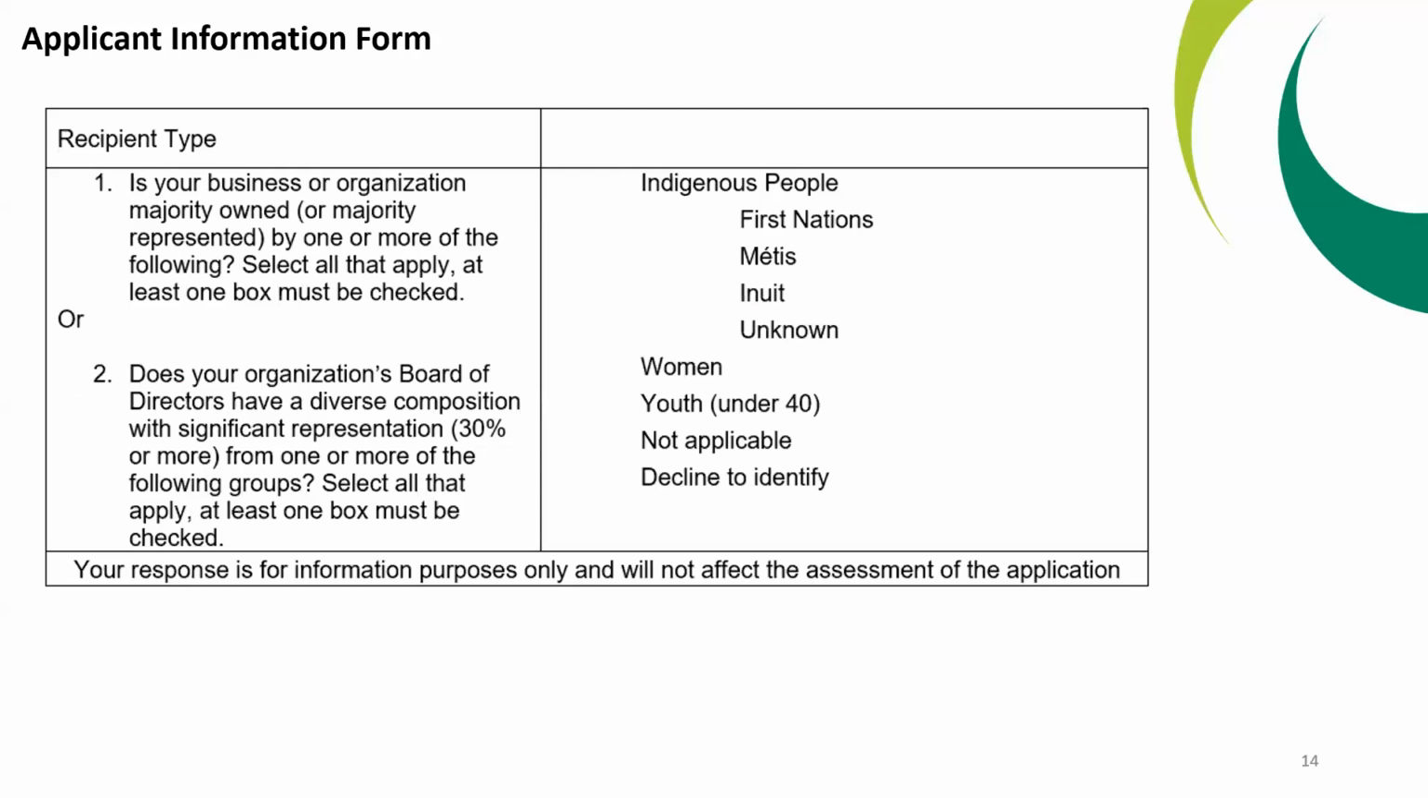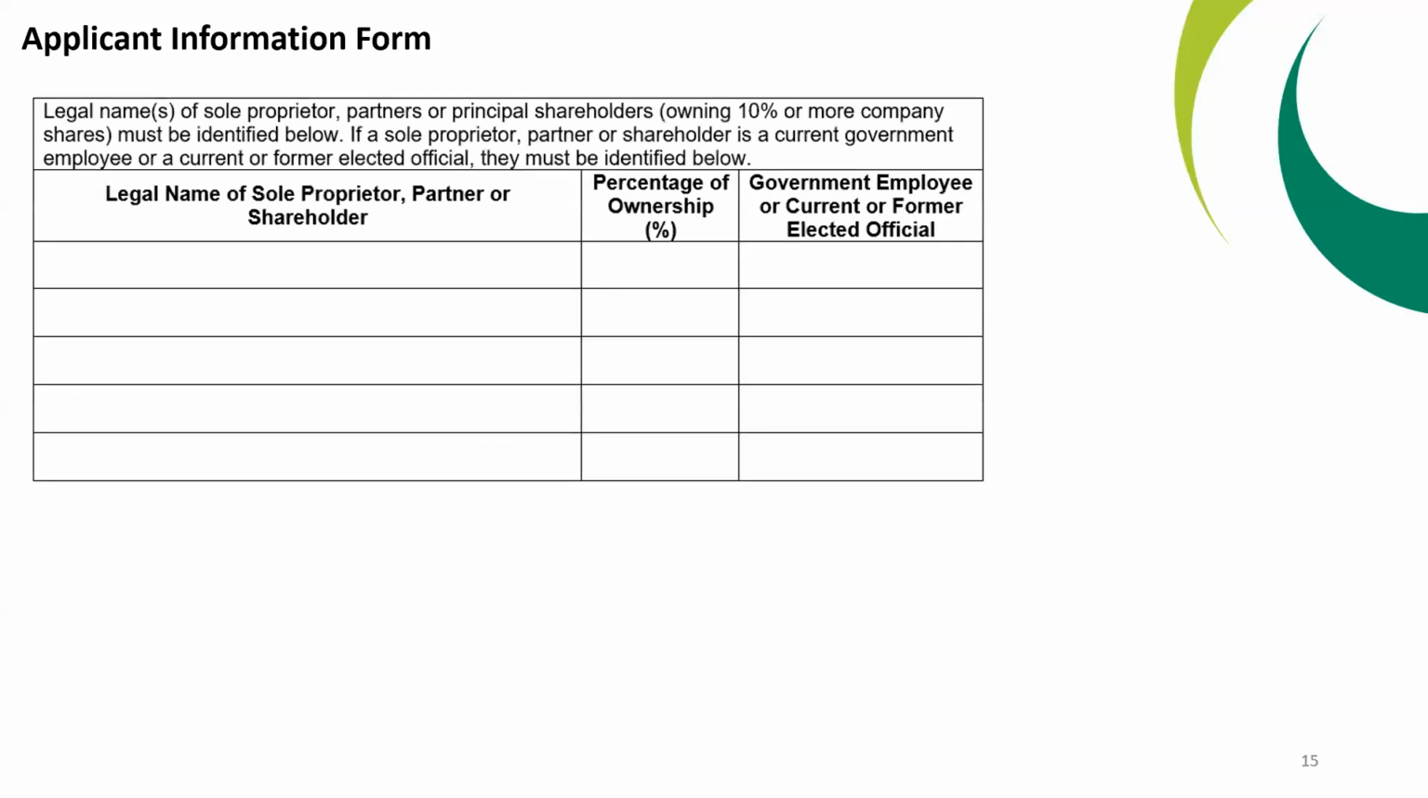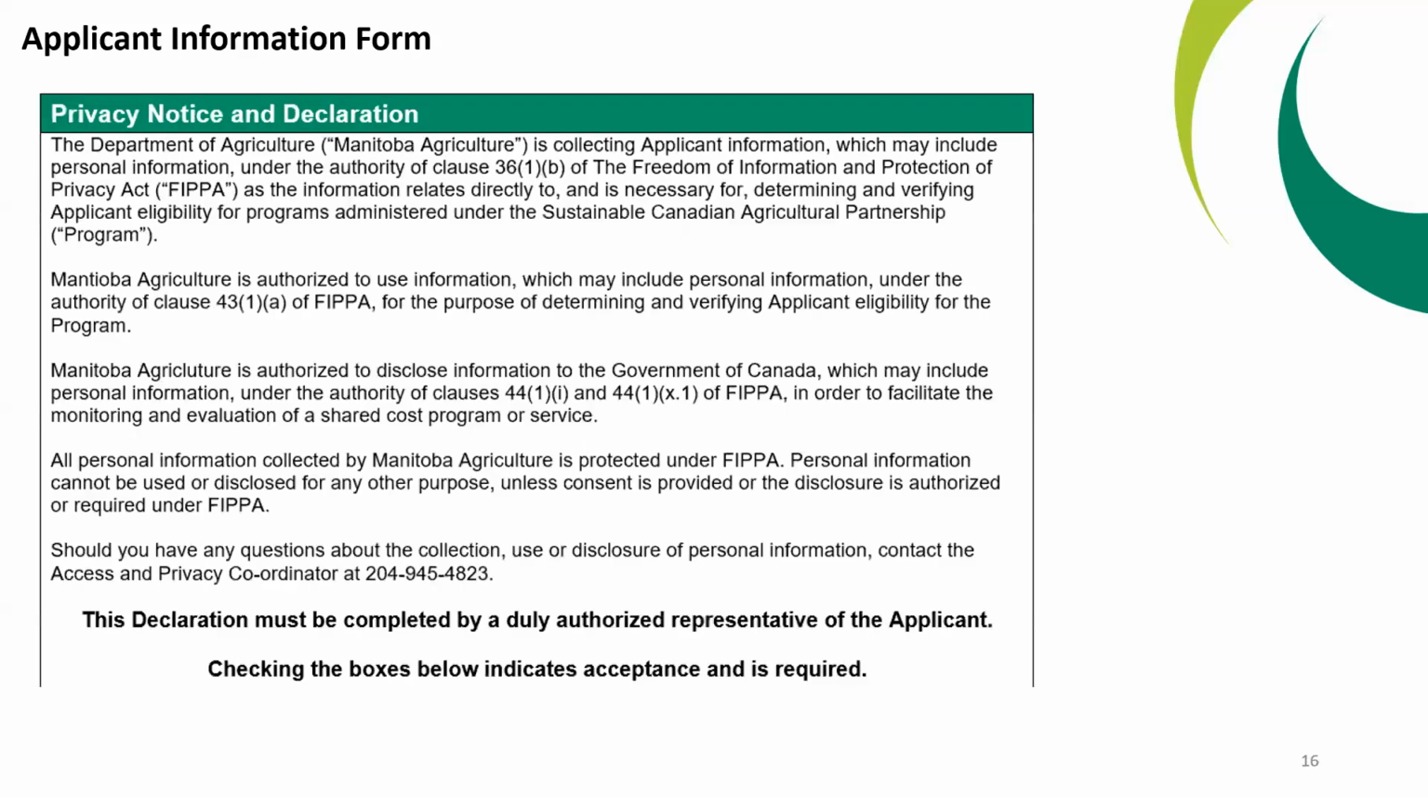These fields are voluntary. They are collected for information only and not used to inform the review process. You're not required to enter anything here. If you don't want to provide any of this information, you can say not applicable or decline to identify. Here we just want to collect the legal names of all the owners, if it's a sole proprietor, the owner, if it's a partnership, the partners, or the shareholders, if it's a corporation. And this just gives us a sense of who owns the company.